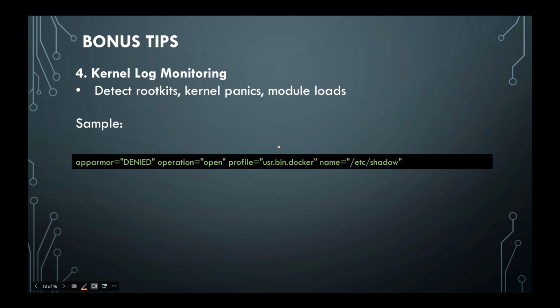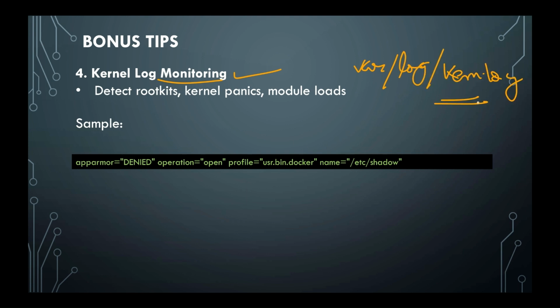Next one we have kernel log monitoring. The kernel log can provide valuable insight into what is happening under the hood of your Linux system, while syslog and auth log give you good insights into user and application behavior. The kernel log, found in /var/log/kern.log, often reveals system-level anomalies or attacks.